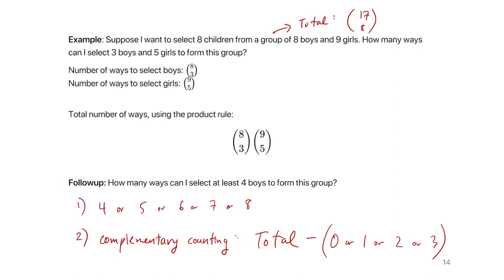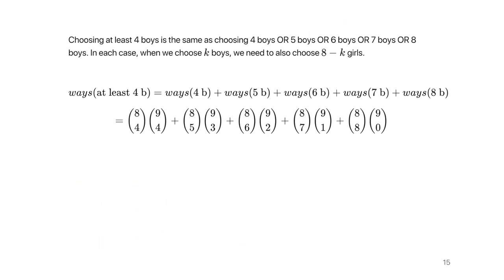Is that clear? I can start with the total and get rid of the number of ways to select 0, 1, 2, or 3 boys, or just directly count the number of ways I can select 4, 5, 6, 7, 8. Is that okay? Cool. And so let's do that. And so this way is the direct way. Okay? So I add the number of ways I can select 4, 5, 6, 7, and 8.